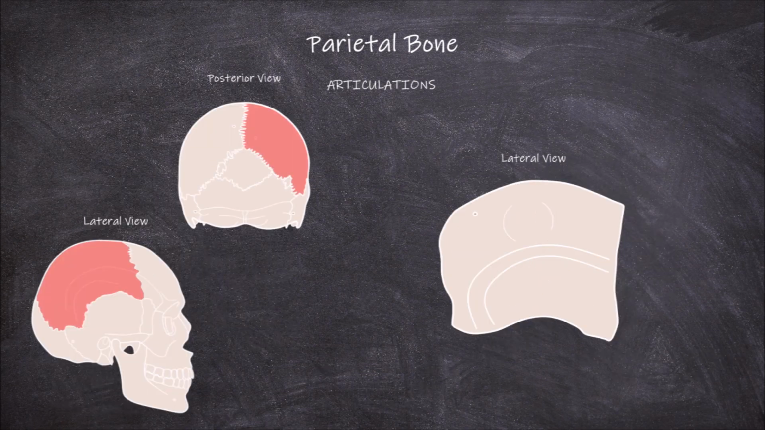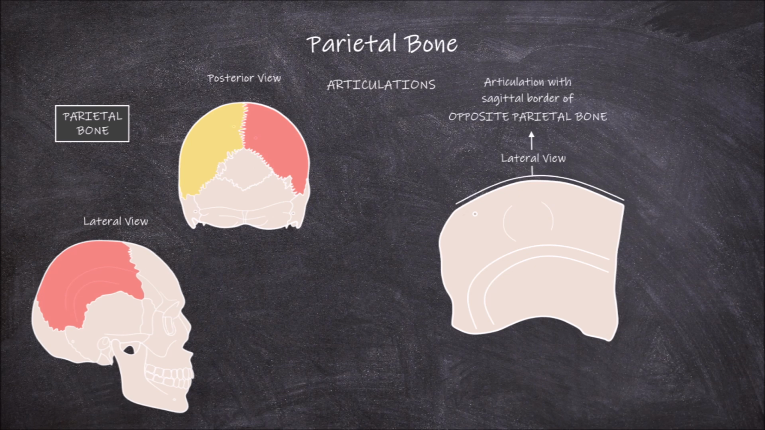Let's now take a closer look at the other bones the parietal bone articulates with. This bone articulates with 5 other bones. The first of these articulations is with the opposite parietal bone. The sagittal border of the parietal bone articulates with the sagittal border of the opposite parietal bone. This articulation forms the sagittal suture.